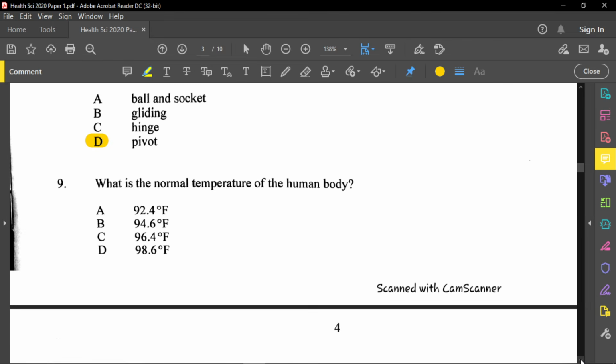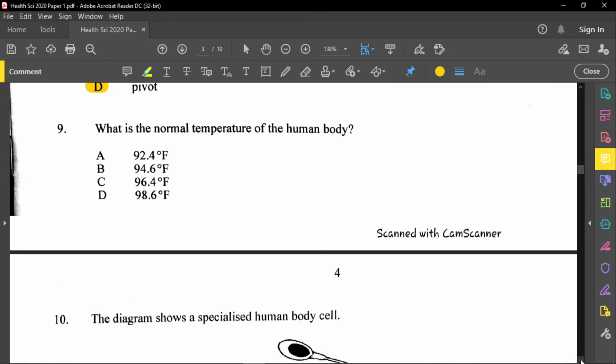All right, so number 9. Question number 9 asks what the normal temperature for the human body is. This is 98.6 degrees Fahrenheit. And I want to show you something real quick, how to calculate this in degrees Celsius.